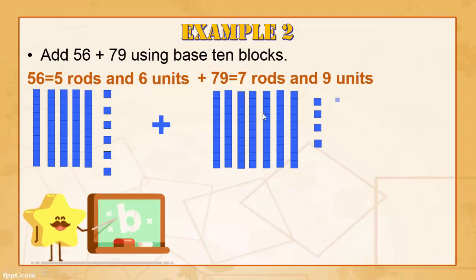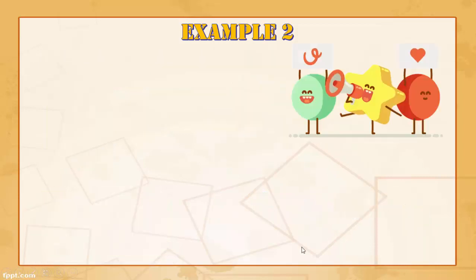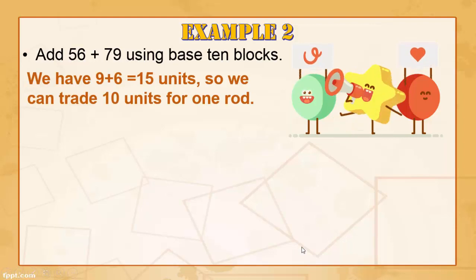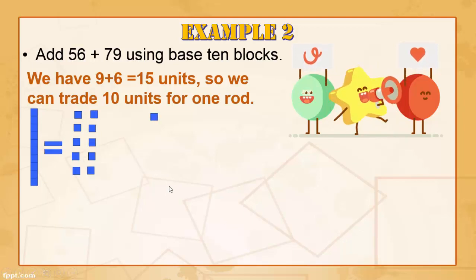And here we go, 9 units. Now we have 7 plus 6 is 15 units, so we can trade 10 units for one rod, because we look at the units here like is explained in the whiteboard, and we're going to take 10 of them and turn them into a rod. So here we go, and then that's one rod is equal to 10 units.